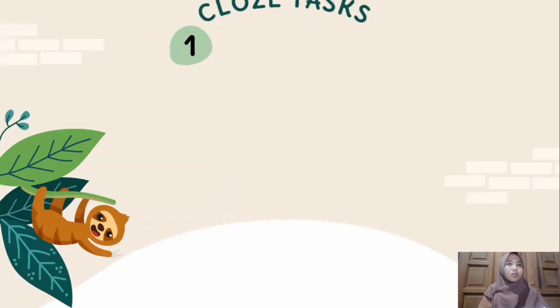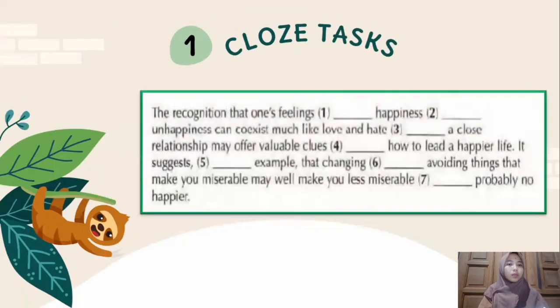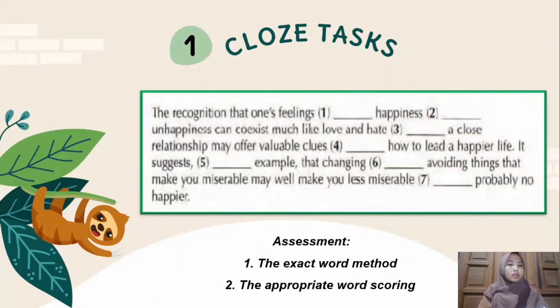So the first one is cloze task. This is the example of this task. And there are 2 assessments for this task. The first one is the exact word method, and the second one is the appropriate word scoring.